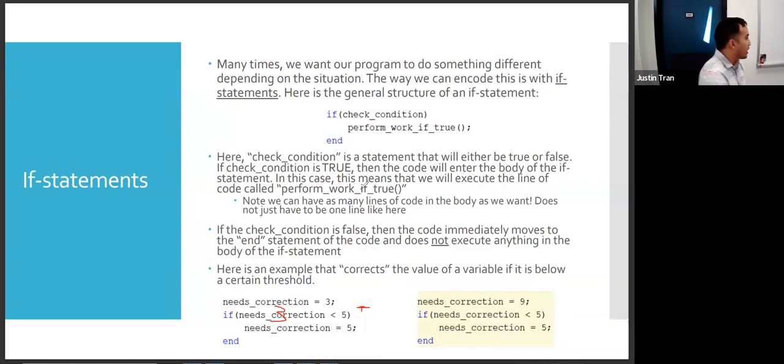And so since that check condition is true, we enter into the body of the if statement and we say that needs correction equals 5. Set the value of the variable equal to something else based on the if statement.